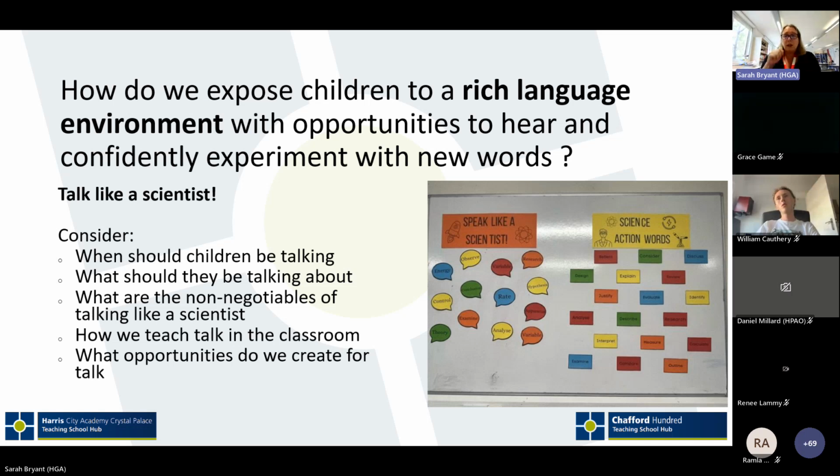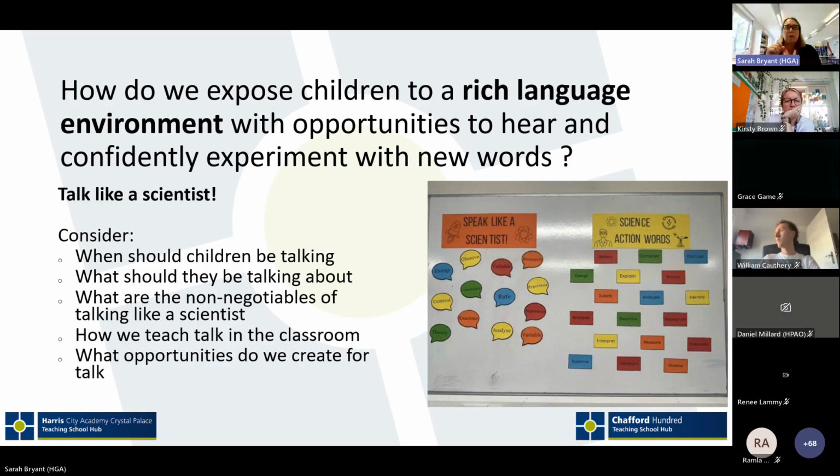So I think we think carefully about what does that actually look like. It could be that if you've asked a question, the children are responding to that question. What does that look like? Is it one child? Is it partner talk? Who should be talking? When should they be talking? And what should they be talking about? What are the non-negotiables? My non-negotiable is it has to be a full sentence.